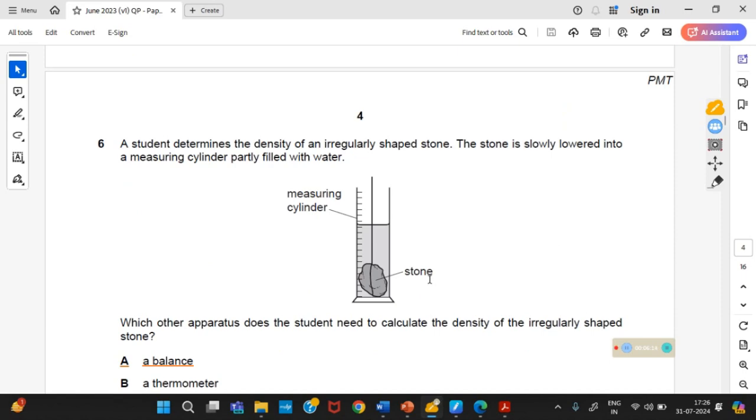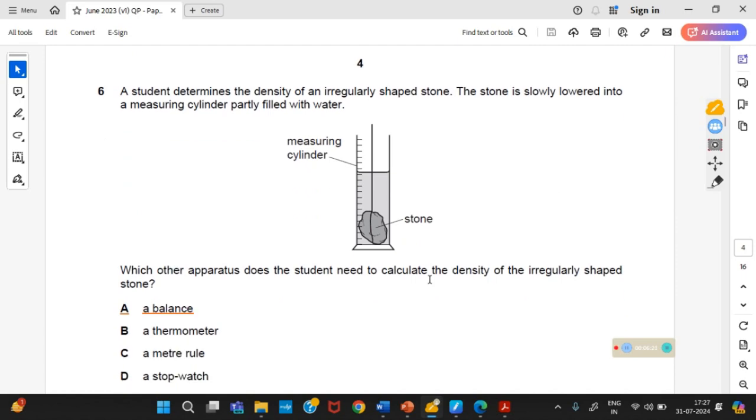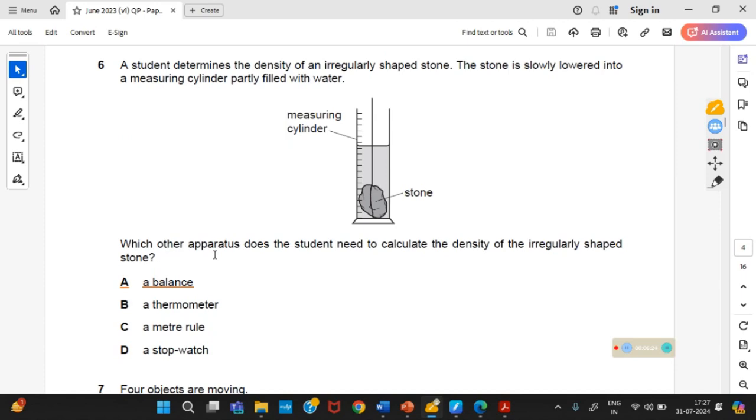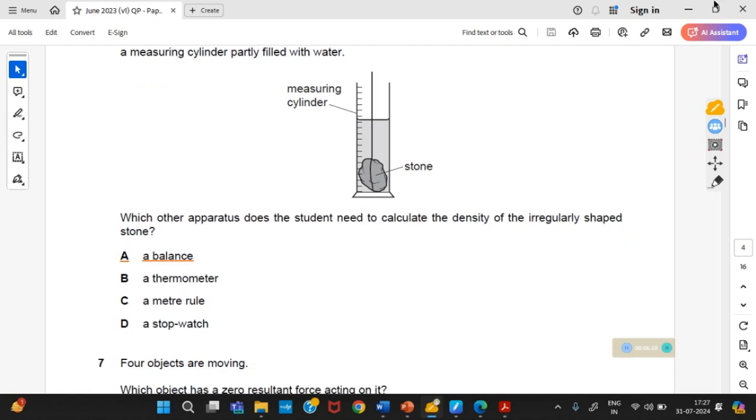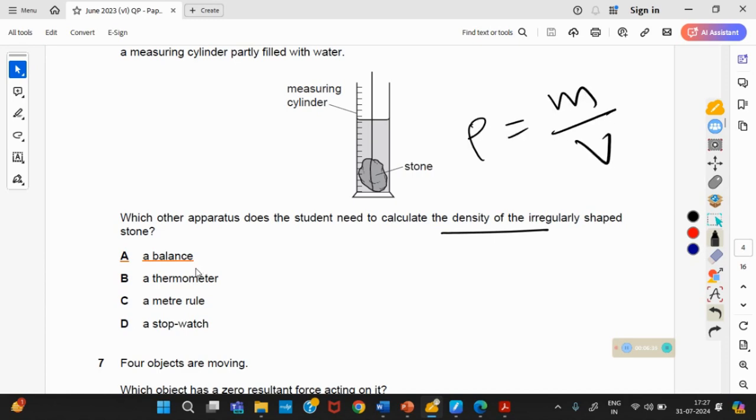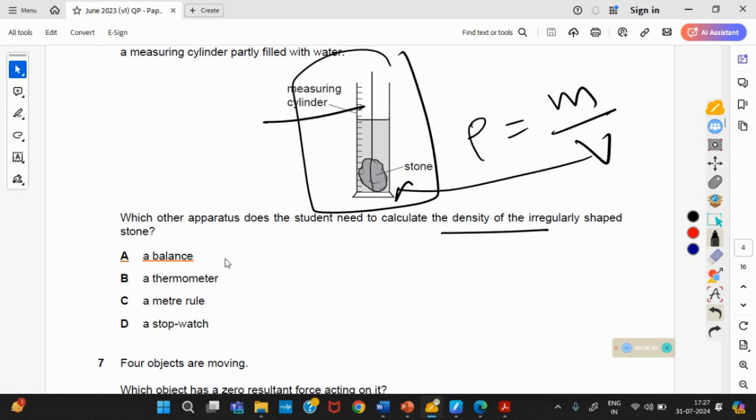A student determines the density of an irregularly shaped stone. The stone is slowly lowered into a measuring cylinder partially filled with water. Which other apparatus does the student need to calculate the density of the stone? It's a very simple, easy question. We know that density is mass divided by volume. You can measure volume from this arrangement, so the measuring cylinder is used to calculate the volume. In order to calculate the mass, you need a balance. So balance is the right answer.